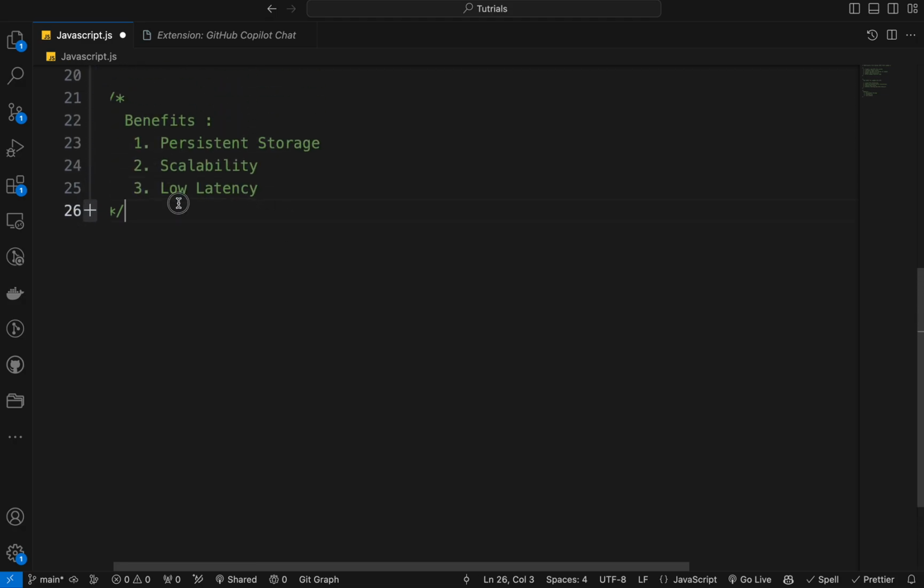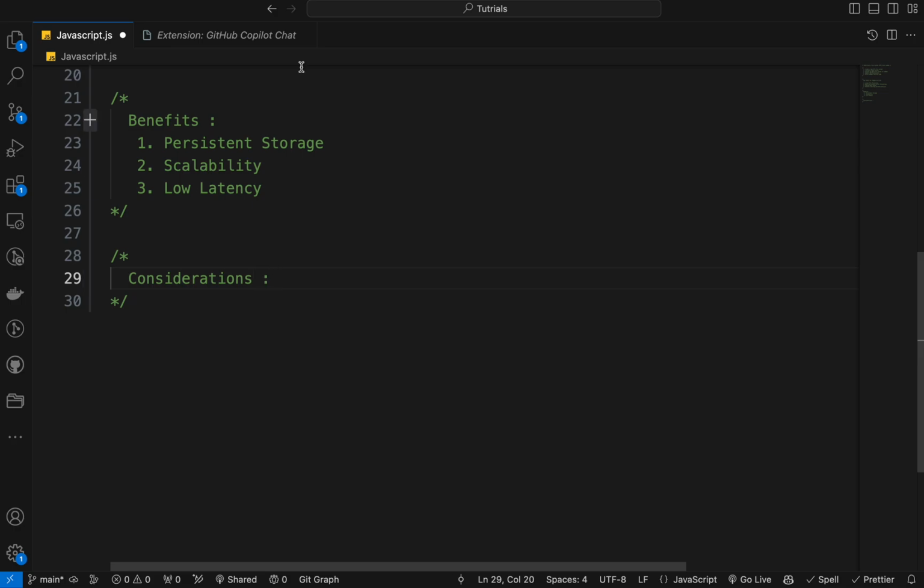I guess lastly we should talk about some considerations. First thing that we should talk about is the VPC configuration. Lambda functions using EFS must be configured to run in the same VPC as the EFS file system. The cold start impact also we should talk about. Using EFS with Lambda might increase the cold start time due to the mounting process.